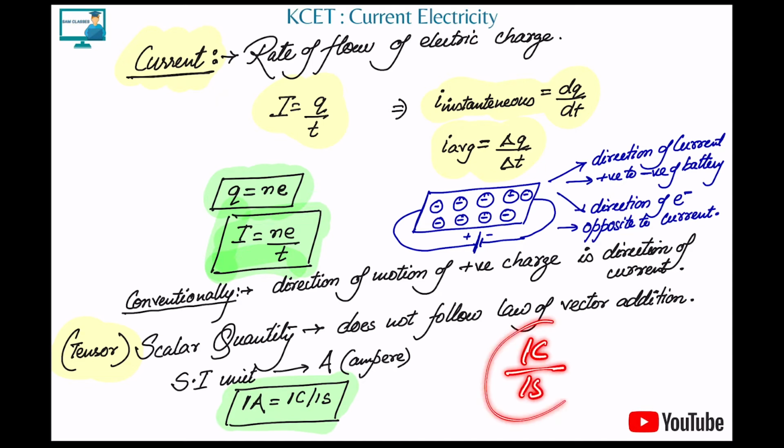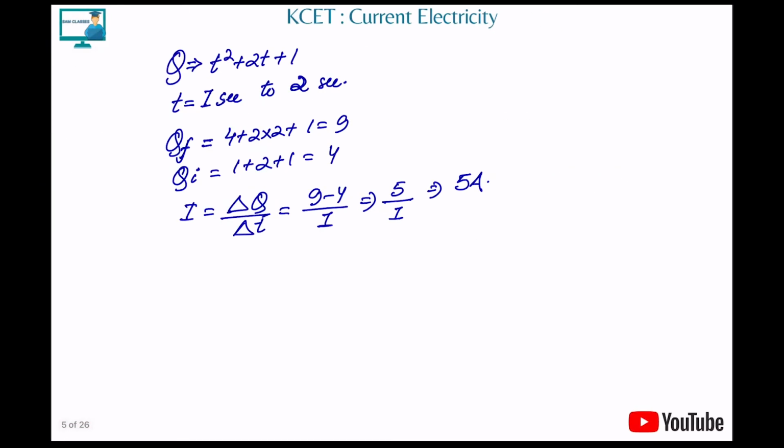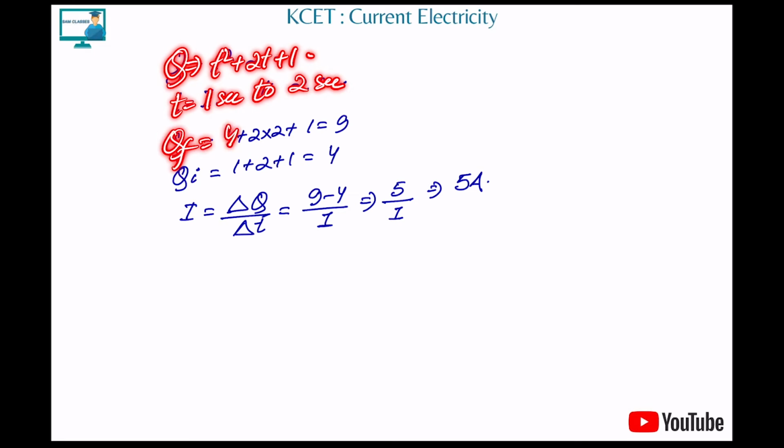Now we have taken a question. Charge is given as q equal to t square plus 2t plus 1, and you have to find the current from 1 second to 2 seconds. How much charge has flown? At 2 seconds, find the charge: in place of t put 2. So 2 square plus 2 into 2 plus 1 is 9. The initial charge at 1 is 1 plus 2 plus 1, which is 4.